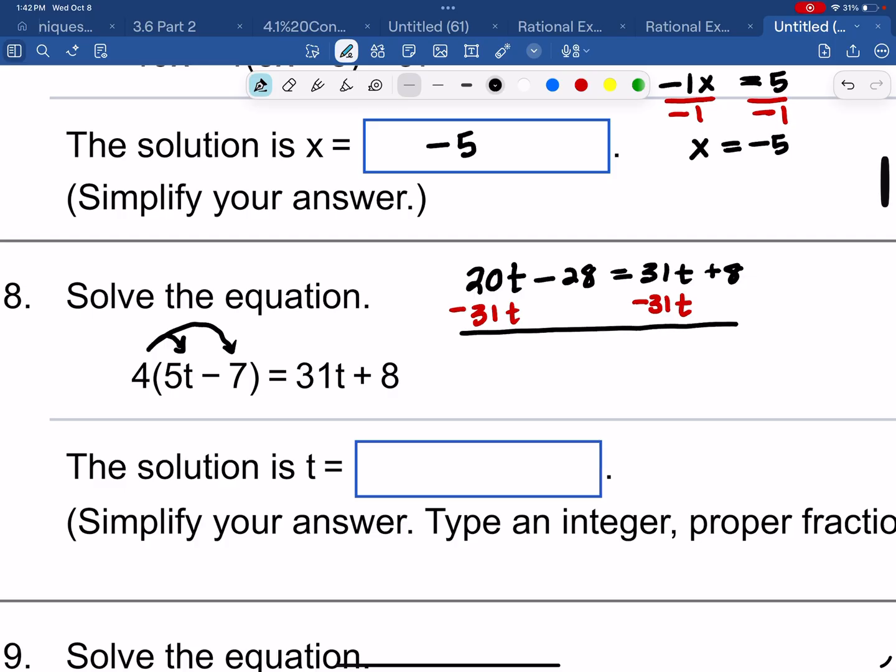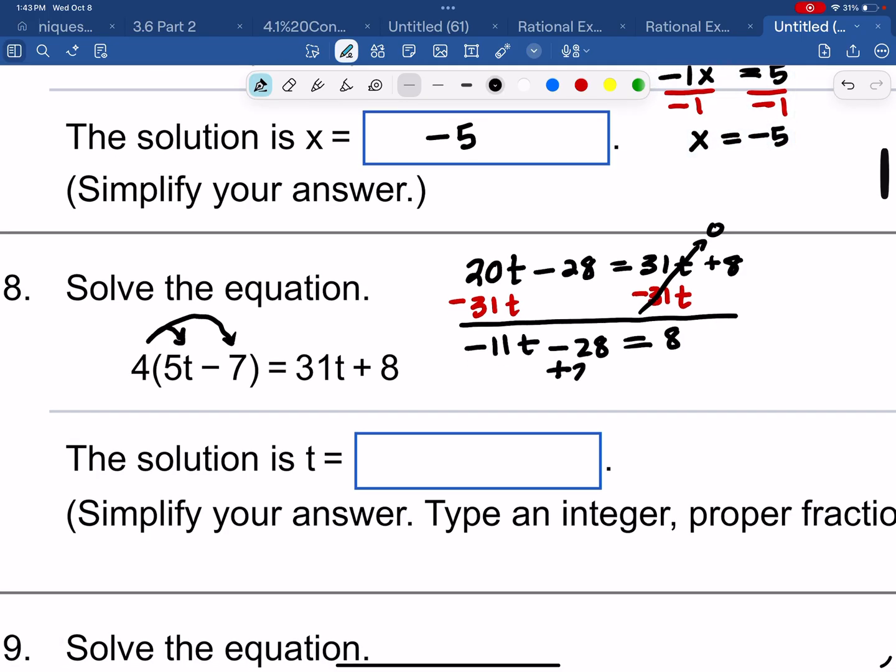And that's going to give me a negative 11t. Do it on your calculator if you need to. Oh, that's not right. Let's see. No, that's right. 31 minus 20 is negative 11, yeah. Minus 28 equals, now remember this is 0, that was the whole reason we did that. It's equal to 8. Now we need to add 28 to both sides.